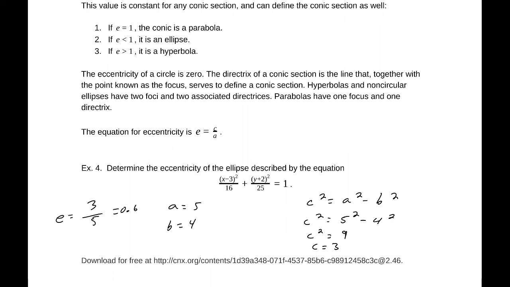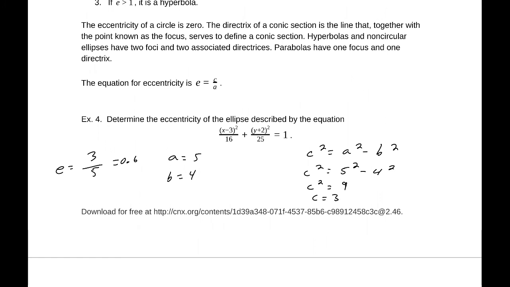Certainly that is less than 1. This is, in fact, an ellipse. We already knew that to begin with, but we can use that fact. And a similar thing would happen for any of these others, once you're given the equation for either the parabola, the ellipse, or the hyperbola.